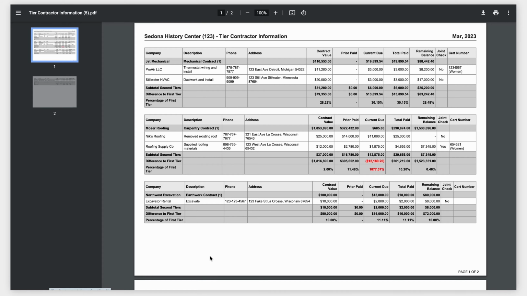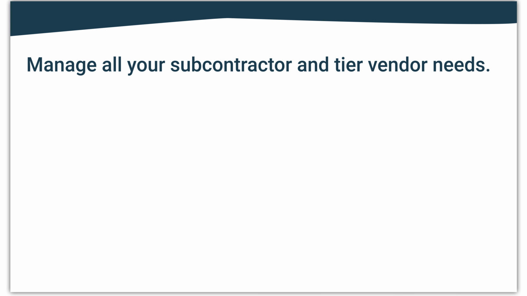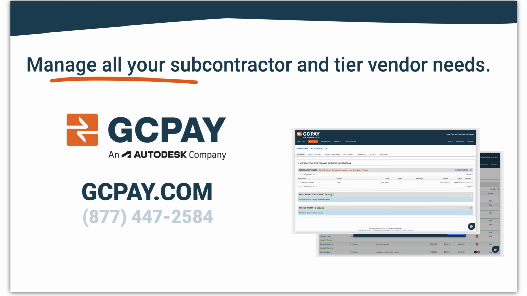Lastly, we offer a tier vendor information report and tier vendor warnings, helping you track subcontractor progress and flagging potential issues. With GCPay, manage more than just applications for payment and lien waivers. Manage all your subcontractor and tier vendor needs.